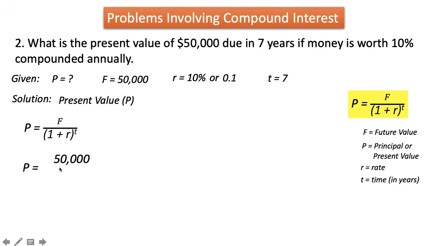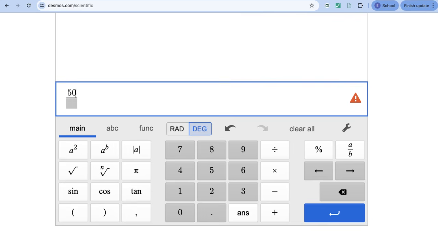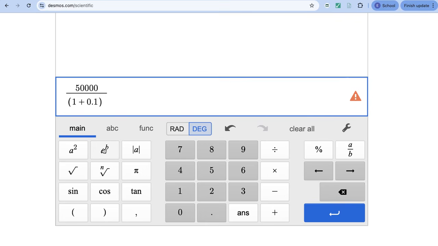So our F here is 50,000. Write down 1. Then our R is 0.1 and our T is 7. So from here, we're going to use a calculator. So given 50,000 divided by 1 plus 0.1 raised to the 7th power.